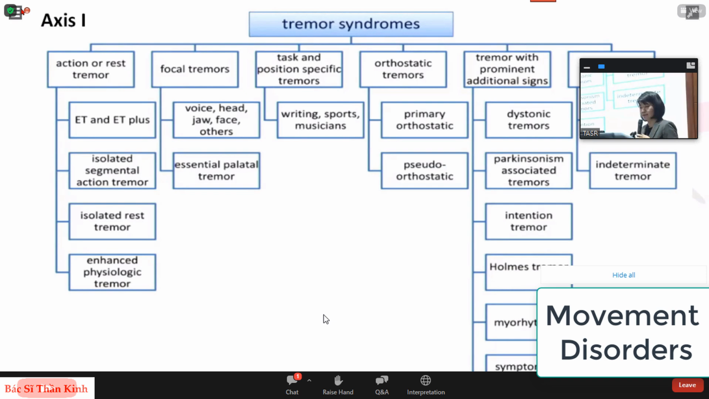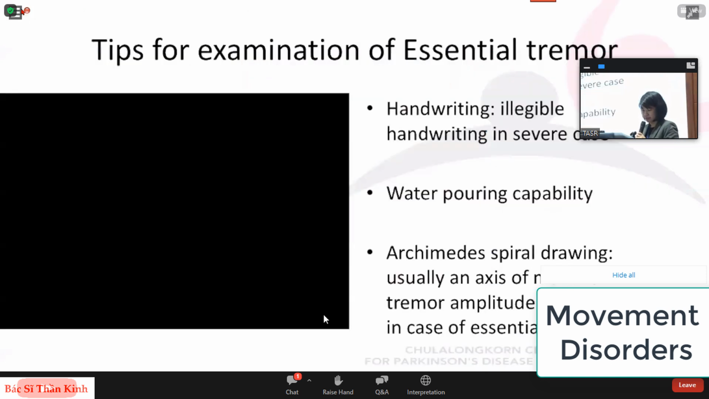For example, action and rest tremor are the predominant sign in essential tremor or essential tremor plus, or enhanced physiological tremor. I cannot go deeply into every tremor syndrome. The second one might be focal tremor. The third one is task-specific tremor. The next one might be orthostatic tremor. And you have to look for tremor with prominent additional signs, or other.